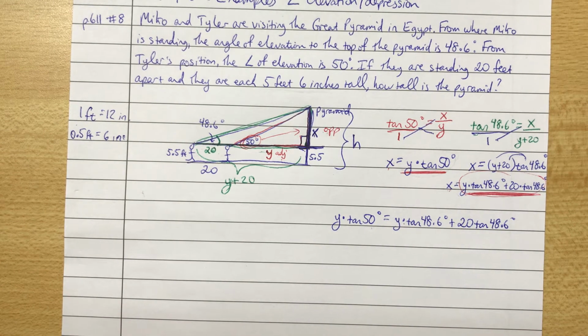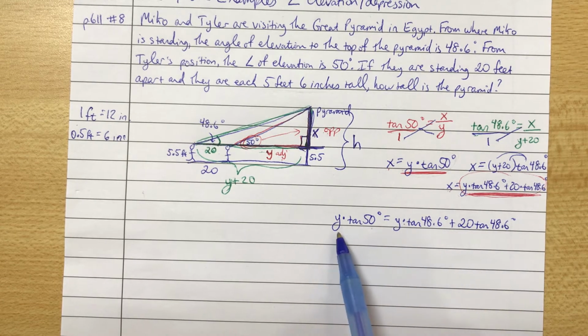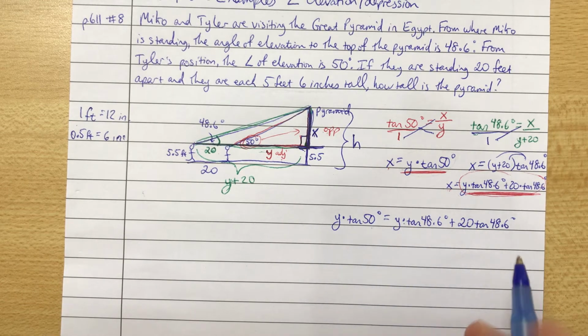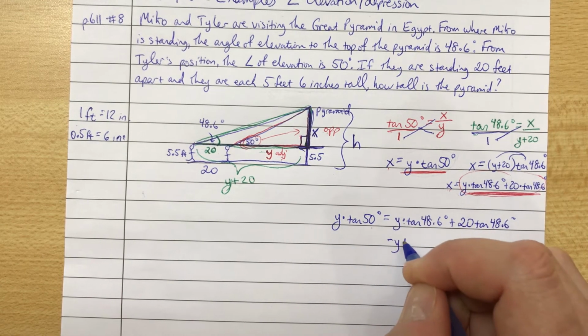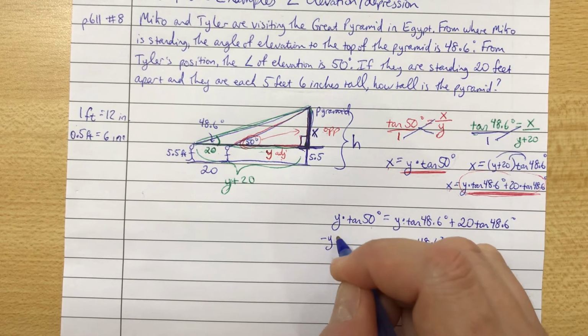All right, so this looks like a messy equation, but we only have one variable now. The variable is y, which is good. We want to move the y's to the same side, so I'm going to subtract y times the tangent of 48.6 degrees on both sides.